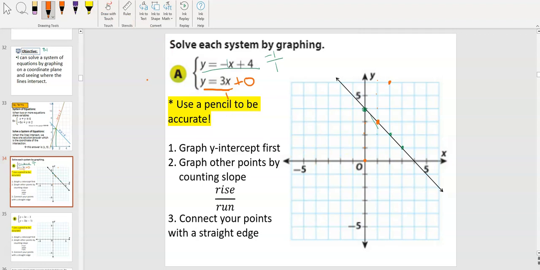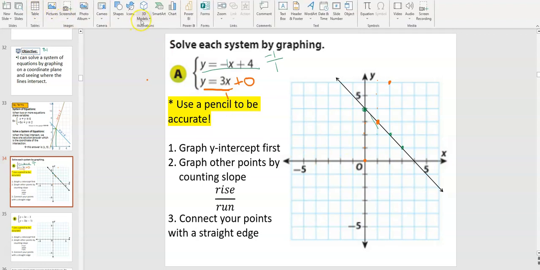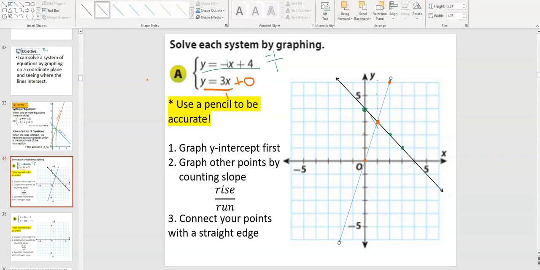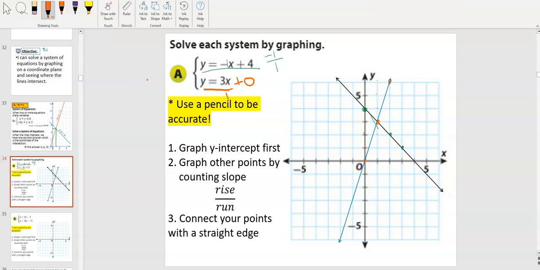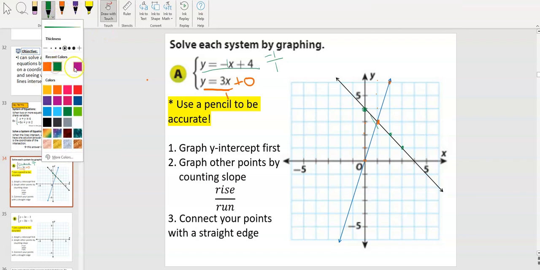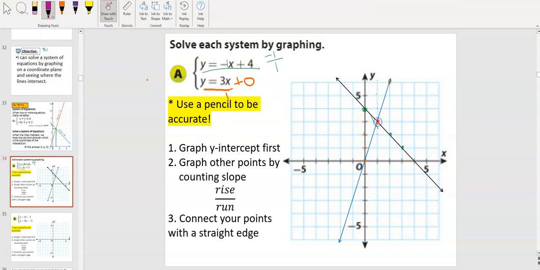So now I can take my shape here, my line, and I can start drawing through my points. And as long as my points are all connected, I should get a nice line right there. Once you've connected your 2 points, you should be able to see your final answer, which is where the 2 lines meet. So this purple point right there is my final answer, and that is at (1, 4). (1, 4). Okay?